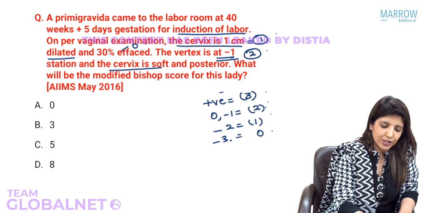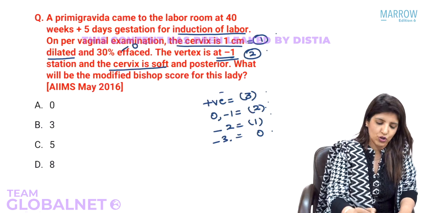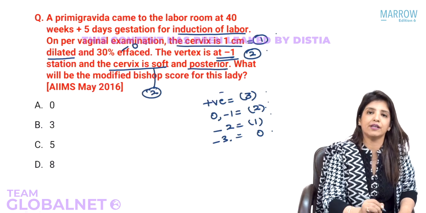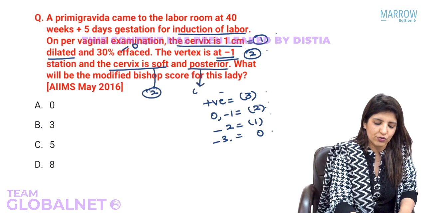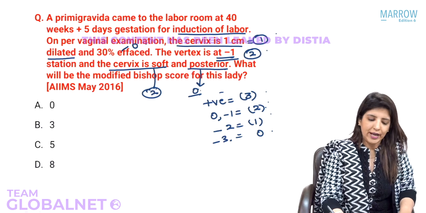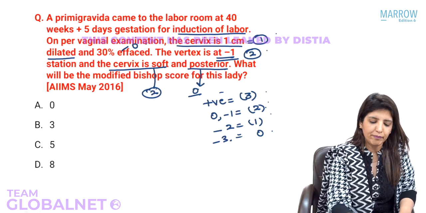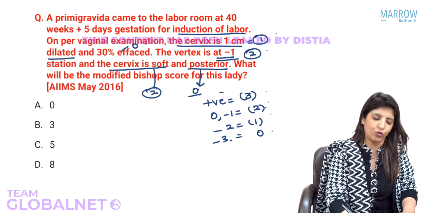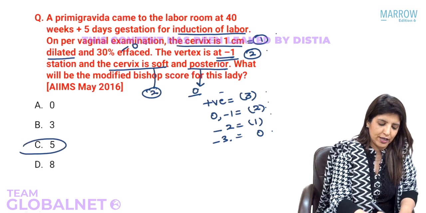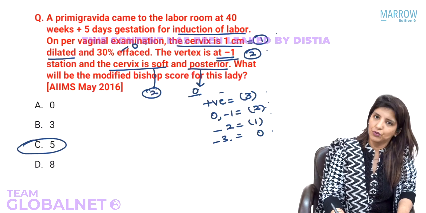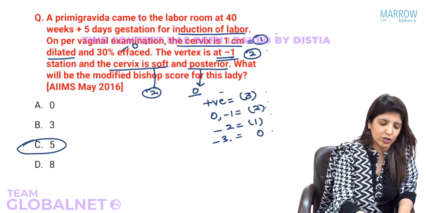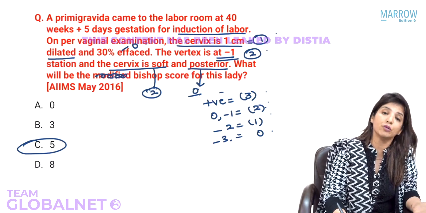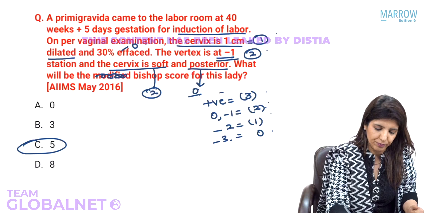Then the cervix is soft. When the cervix is soft, you give a score of 2. And it is posterior. When it is posterior, you give a score of 0. Right? So now add it. 1 plus 2 plus 2, that is 5. So what is the modified Bishop score for this lady? The Bishop score is 5. Right? Clear to all of you? It shouldn't be a modified Bishop score because they have given effacement. It should be a Bishop score. Clear to all of you?